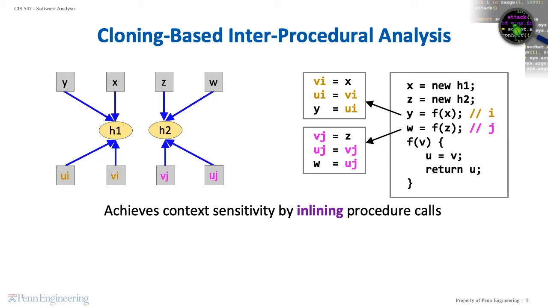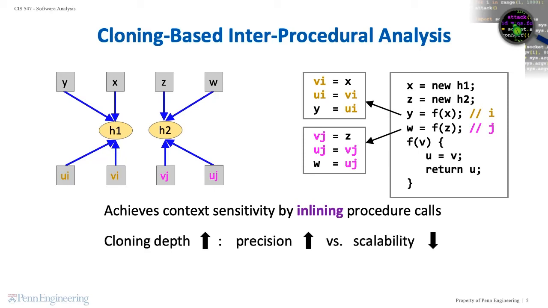In this way, we would avoid imprecisely claiming that w may point to h1 or that y may point to h2. Instead, we would have an equivalent program for which pointer analysis would generate a precise points-to graph. We can achieve greater precision by allowing cloning to be used for more levels in the call stack. However, the trade-off for precision via cloning is scalability.